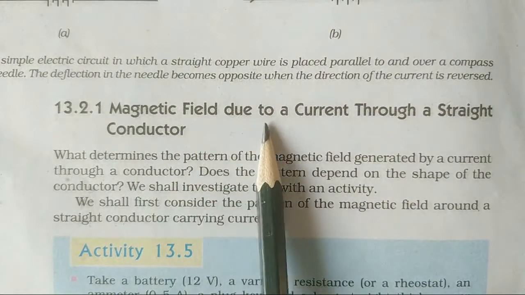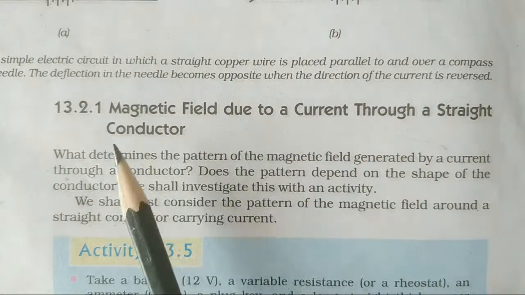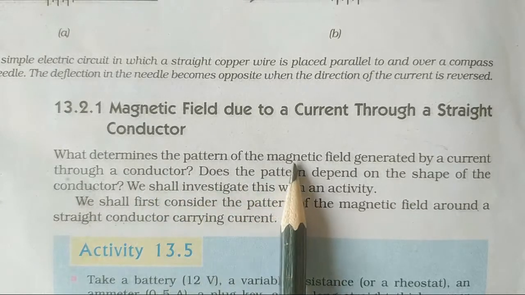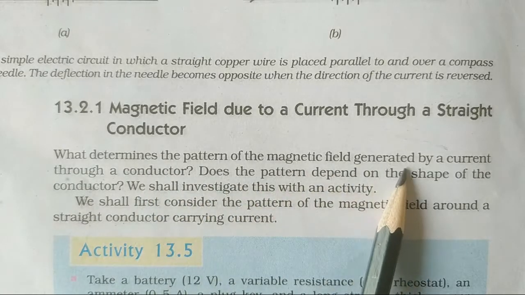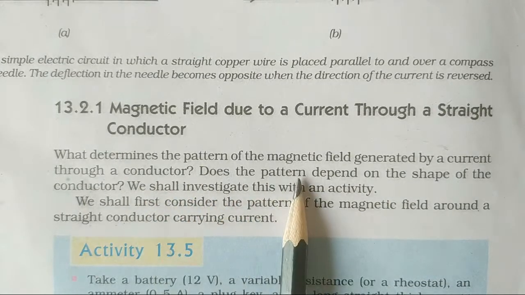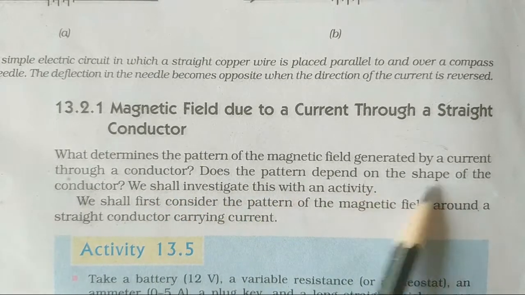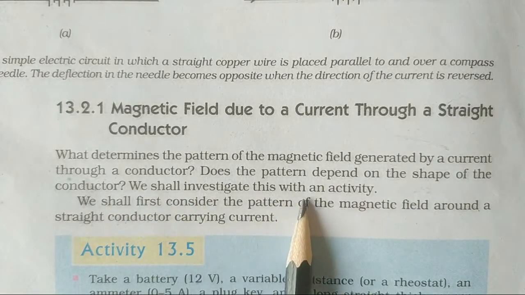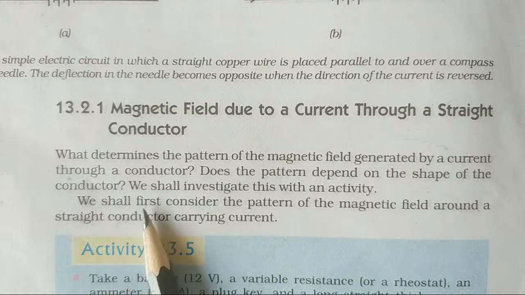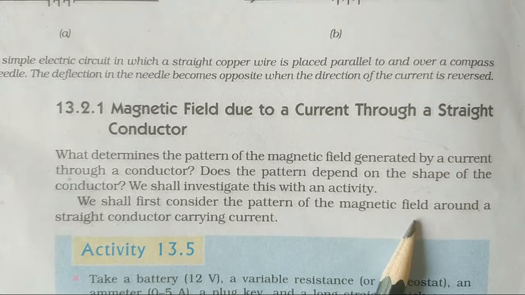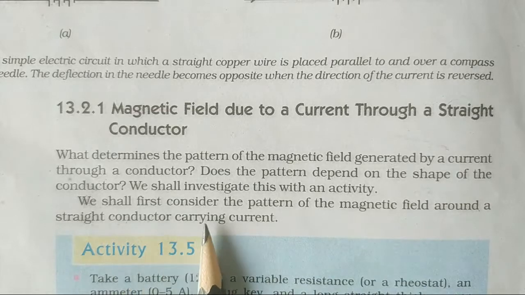Magnetic field due to a current through a straight conductor. What determines the pattern of magnetic field generated by a current through a conductor? Does the pattern depend on the shape of the conductor? We shall investigate this with an activity. We shall first consider the pattern of magnetic field around a straight conductor carrying current.